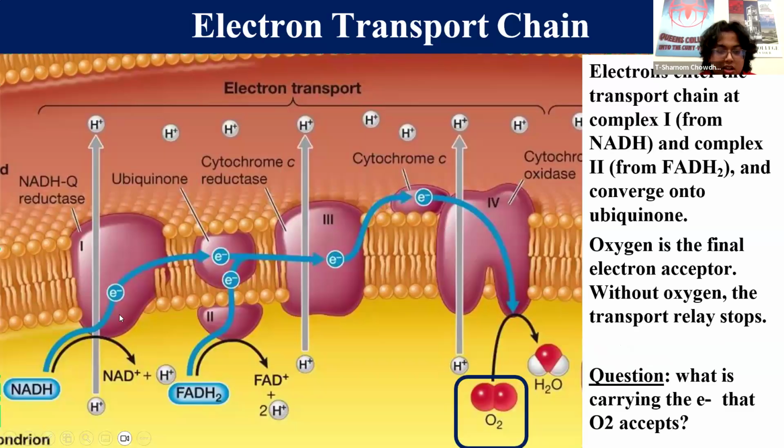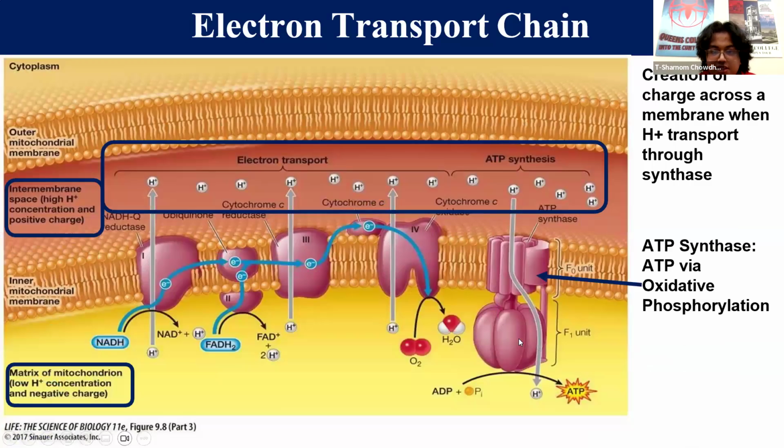As you see here, NADH gives an electron to NADH-Q reductase. FADH2 gives an electron to ubiquinone. The important thing here is that as they give an electron, it creates a proton gradient at the top. This proton gradient is important because eventually the protons are going to go down ATP synthase, which spins and produces ATP at the end.